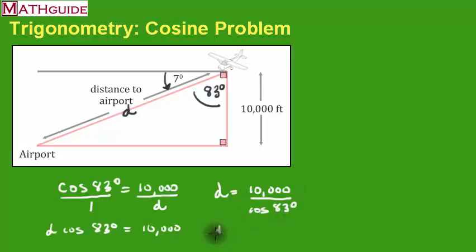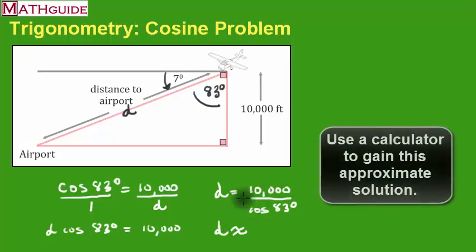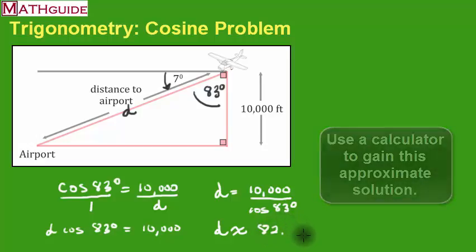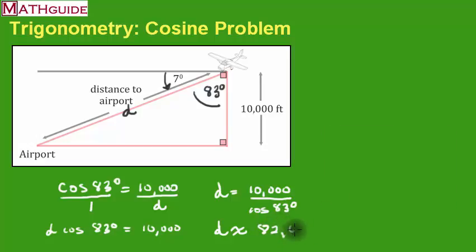Okay, then what I'm going to do is, of course, throw this fraction, this division problem really, into a calculator, and the calculator comes up with this answer, 82,055. Of course we're dealing with feet because we know that this is 10,000 feet.